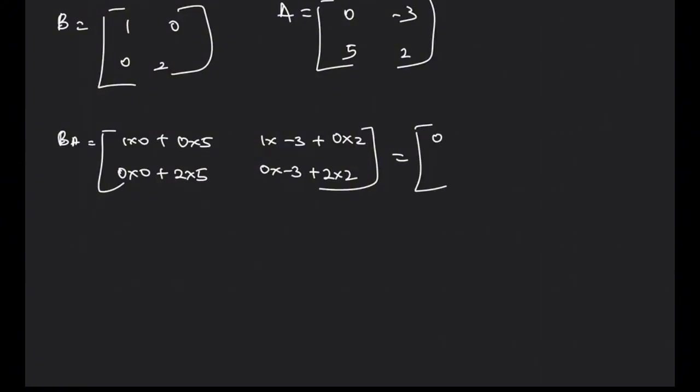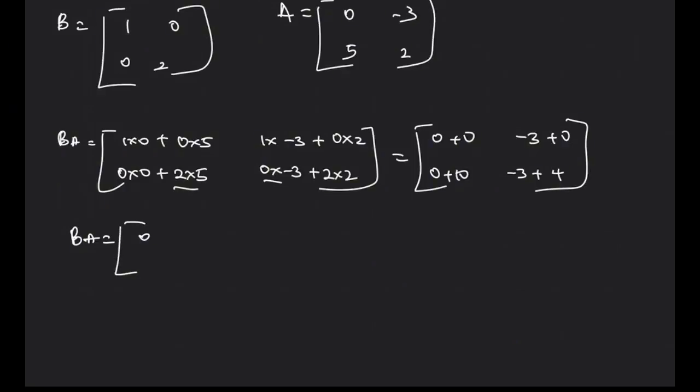Which will give us 1 times 0 is 0. 0 times 5 is still 0. And then 1 times minus 3 is minus 3. 0 times 2 is 0. Then 0 times 0 is 0 here. 2 times 5 here is 10. Then 0 times minus 3 is what? Minus 3. And 2 times 2 is 4. So we add, our BA is going to give us now 0 plus 0 is 0. Minus 3 plus 0 is minus 3. And 0 plus 10 is 10. And minus 3 plus 4 is 1.